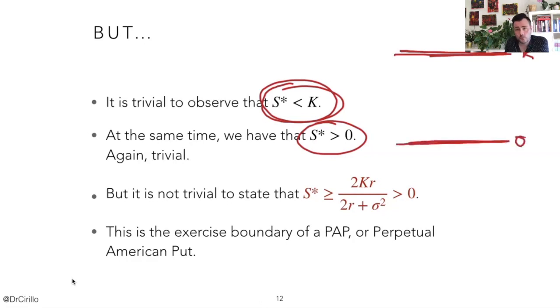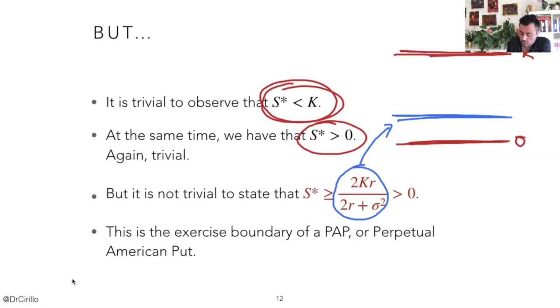In reality, what we will see is that we can introduce a better lower bound here. That is exactly this quantity that you see here: 2Kr over 2r plus sigma squared, where these are the parameters of our setting. We know these parameters, or we can at least estimate them.